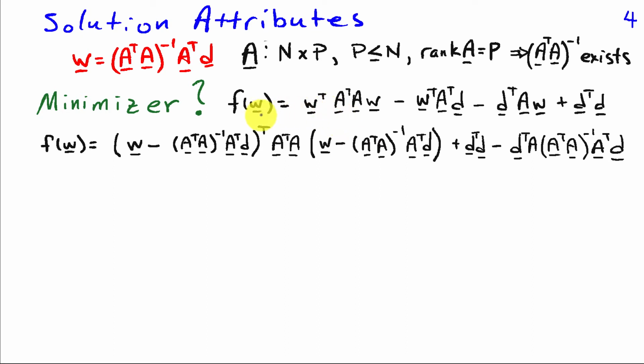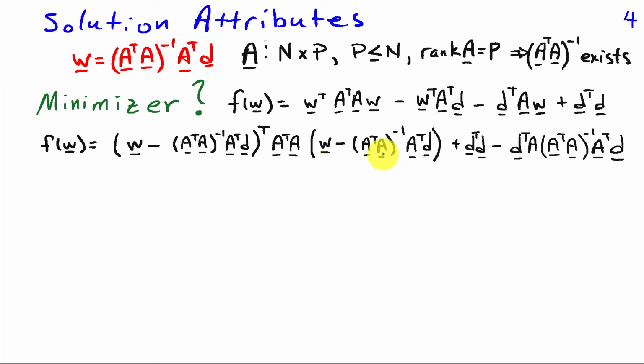So I can rewrite f of w as a perfect square in w. We've got w minus something here times A transpose A times w minus the same thing. This is a perfect square in w because these other terms, the d transpose d and the second term, they don't depend on w. So the only place w appears is in this squared term.